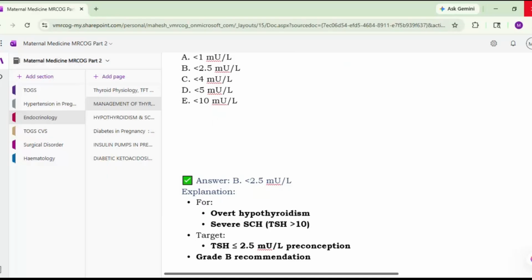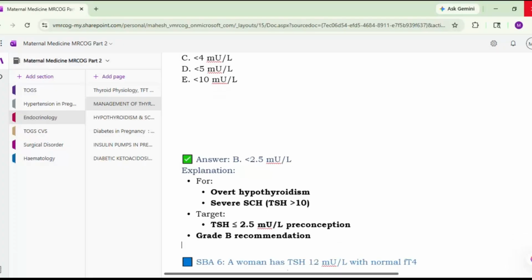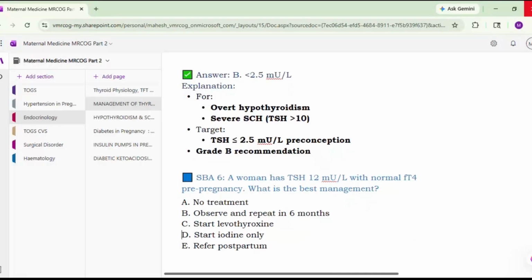This subclinical hypothyroidism concept, I hope you have understood. Yes, sir. FT4 is normal. In that also there is a subcategory of severe subclinical hypothyroidism, which is a mandatory treatment. In other cases, consider the treatment. But if TPO antibody is also positive, that is a stronger indication.